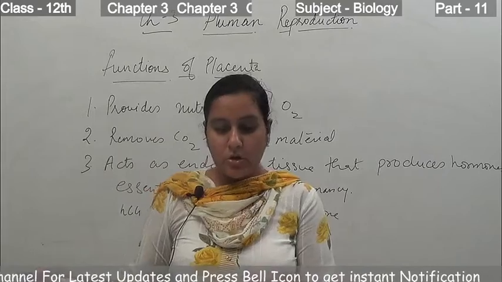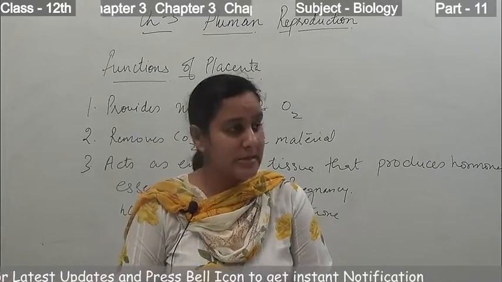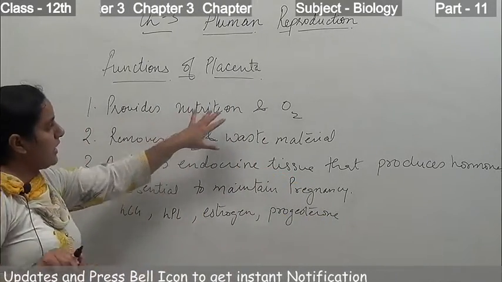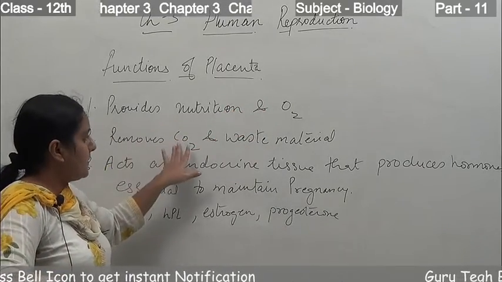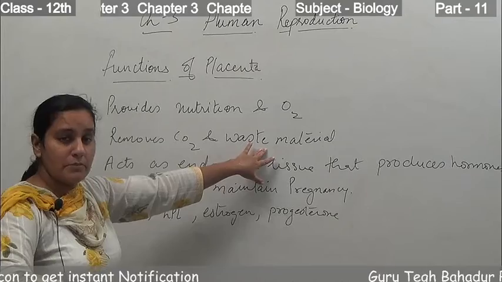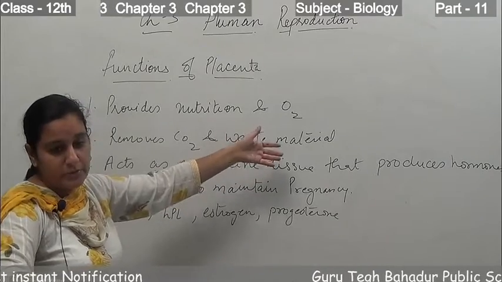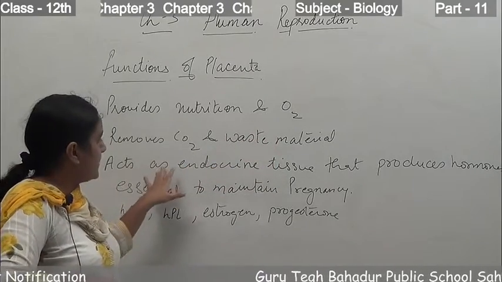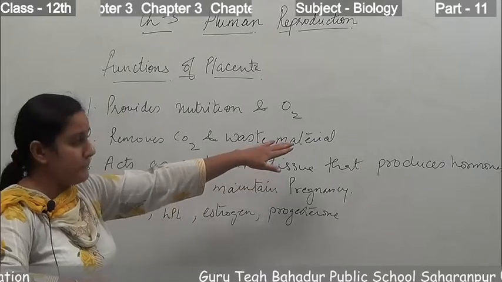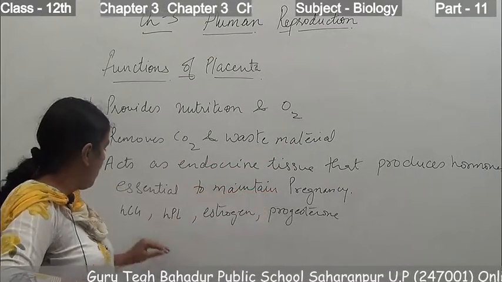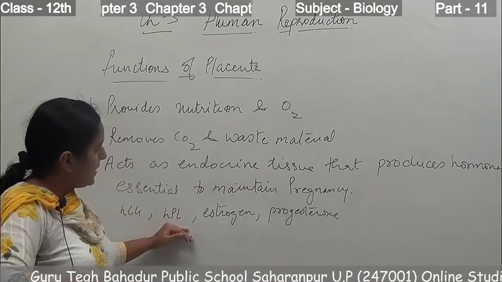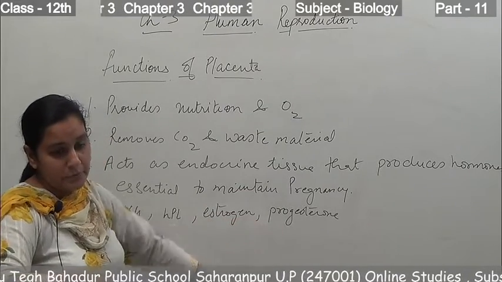So, what are the functions of the placenta? It provides nutrition and oxygen to the developing embryo. It removes carbon dioxide and waste material from the body of the embryo. Then it acts as the endocrine tissue that produces hormones which are essential to maintain the pregnancy. These hormones are HCG, HPL, estrogen and progesterone.